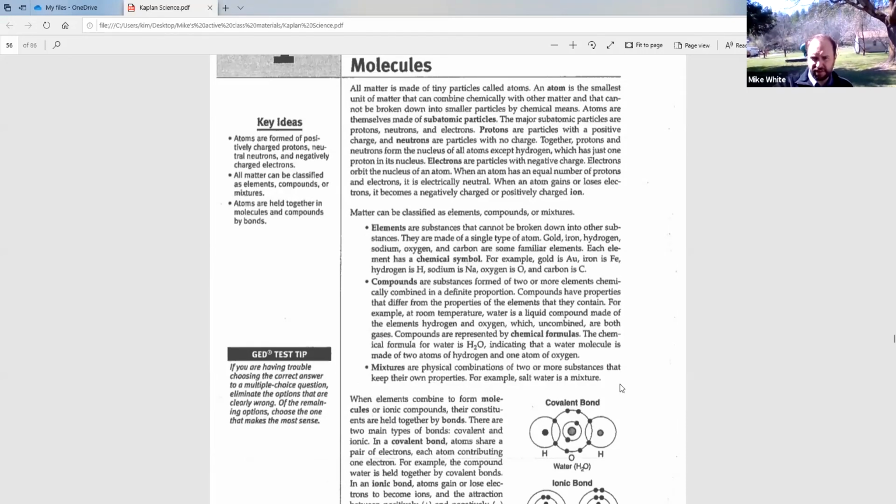And then lastly, here on this list, we have mixtures. And mixtures are physical combinations of two or more substances that keep their own properties, right? So for example, salt water is a mixture. Salt and water aren't combined together through anything other than, they're not bonded together, is I guess what I'm trying to say. Right? So the salt and the water exist together, but they're only mixed together, right? And so they're not actually chemically combined the way, say, a water molecule is.